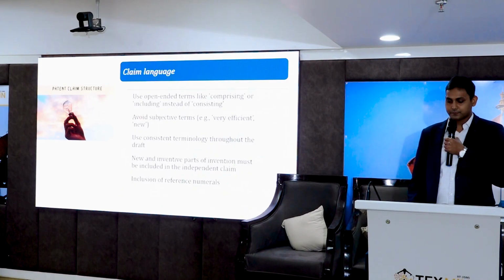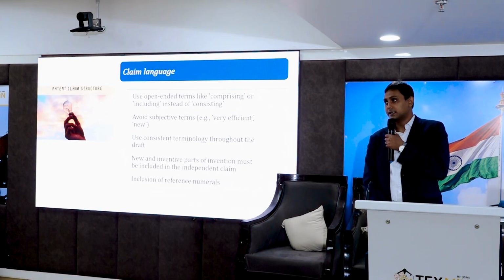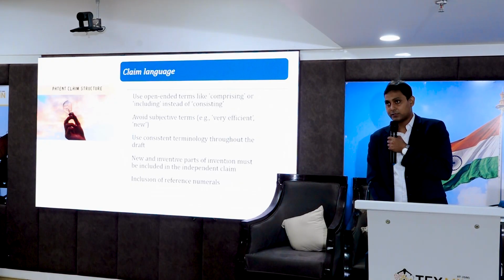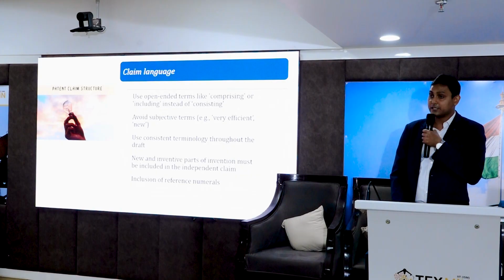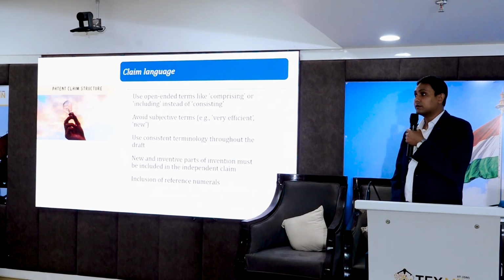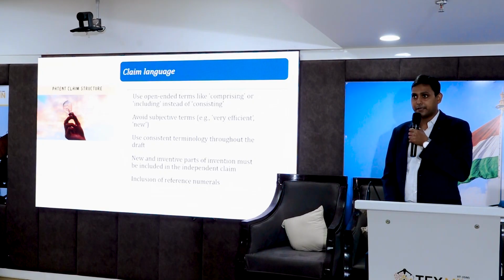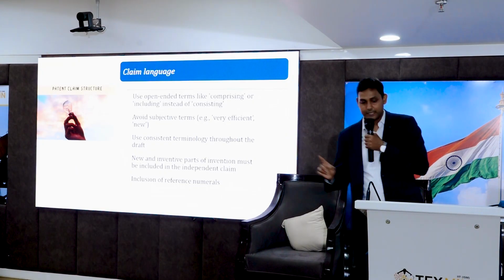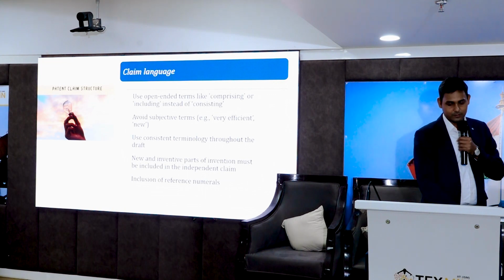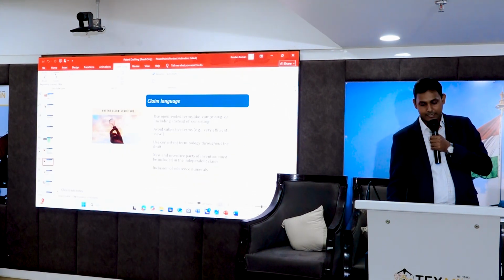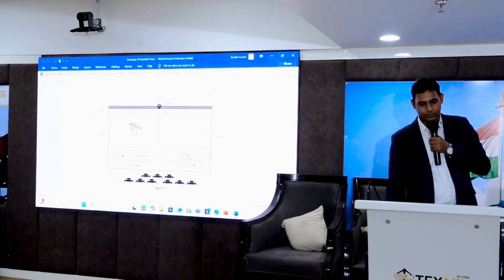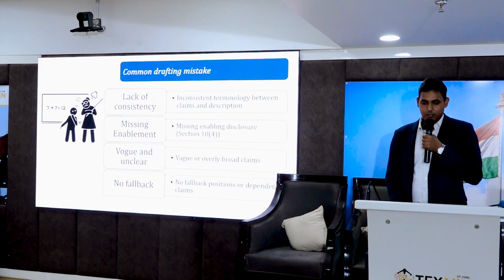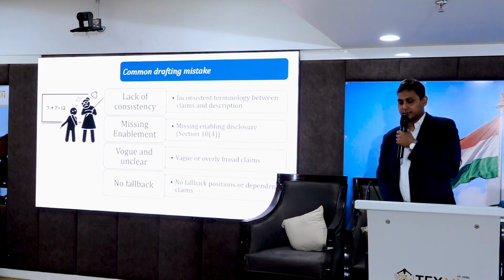Okay. Now inclusion of reference numerals. This is basically according to the Indian Patent Act as well as the European Patent Act. In the claims you must refer to the reference numerals whatever you have defined in your drawing. I hope I have given that reference numerals that should be there in the drawing. So I'm showing it again. This reference numerals should be there in the claims also. Okay. So these are called reference numerals. See 104, 100, 102. These are the reference numerals. Okay. So what are the common drafting mistakes we generally make?